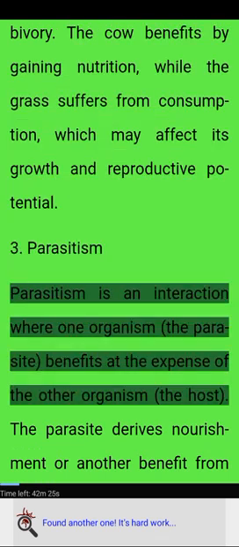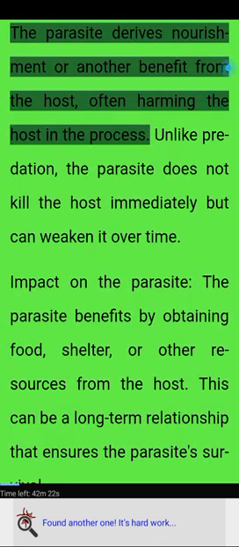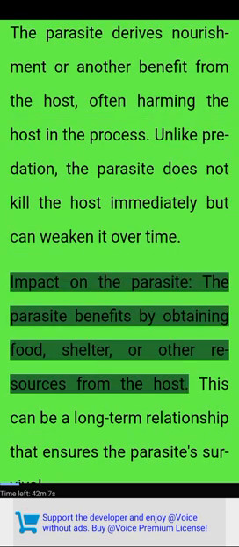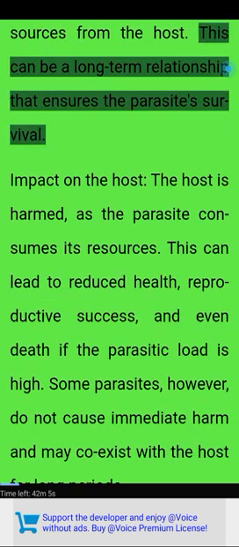3. Parasitism. Parasitism is an interaction where one organism, the parasite, benefits at the expense of the other organism, the host. The parasite derives nourishment or another benefit from the host, often harming the host in the process. Unlike predation, the parasite does not kill the host immediately but can weaken it over time. Impact on the parasite. The parasite benefits by obtaining food, shelter, or other resources from the host. This can be a long-term relationship that ensures the parasite's survival.